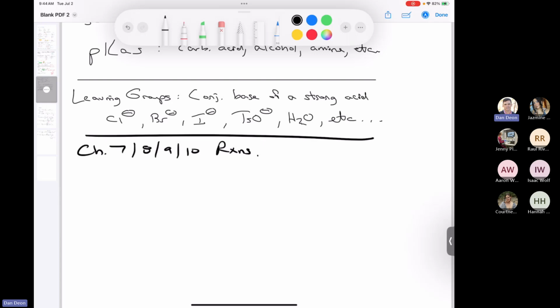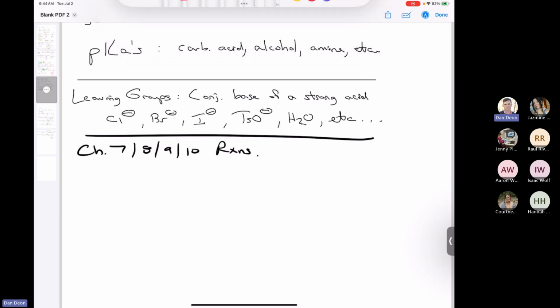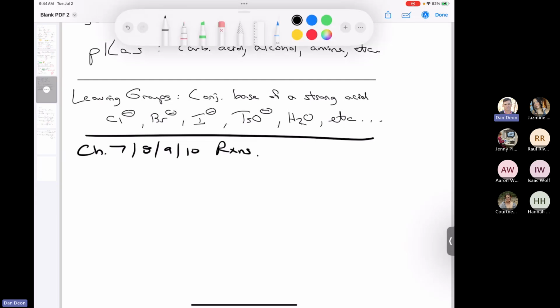SN1, SN2, E1, E2, primary, secondary, tertiary alkyl halide. The table that has a strong base, weak nucleophile; strong base, strong nucleophile; weak base, strong nucleophile; weak base, weak nucleophile. Make sure you review those tables and you're aware of all the different reactions that we looked at. That covers a huge chunk of the material.